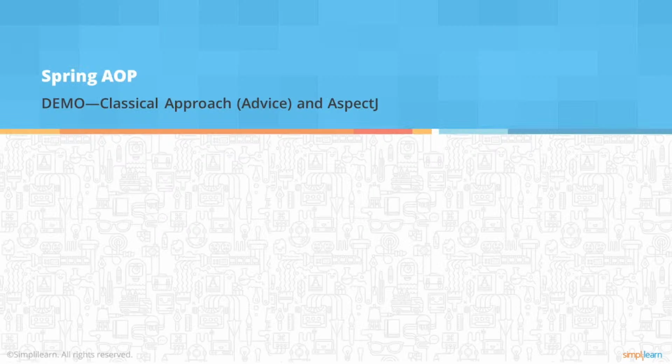We'll now start with a demo on Spring AOP, and we'll go through both the classical approach with the advice classes and the AspectJ approach. So AOP, or aspect oriented programming, as we discussed, speaks of aspects or events or advices. For example, before a method is executed, what advice is to be given, or after a method is executed, if you want some type of action to be performed.